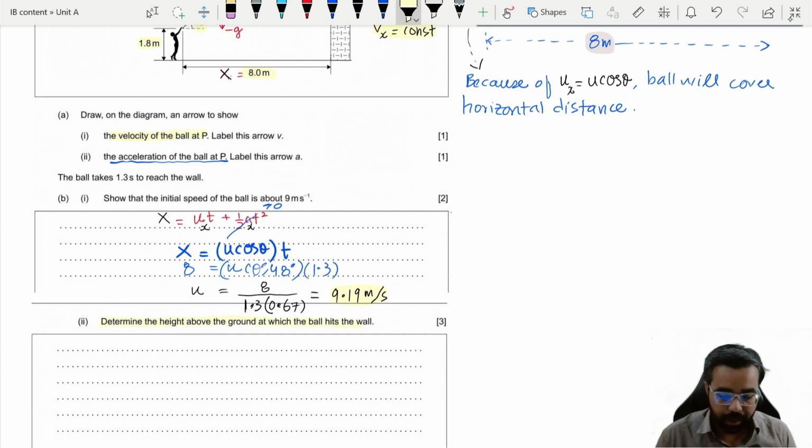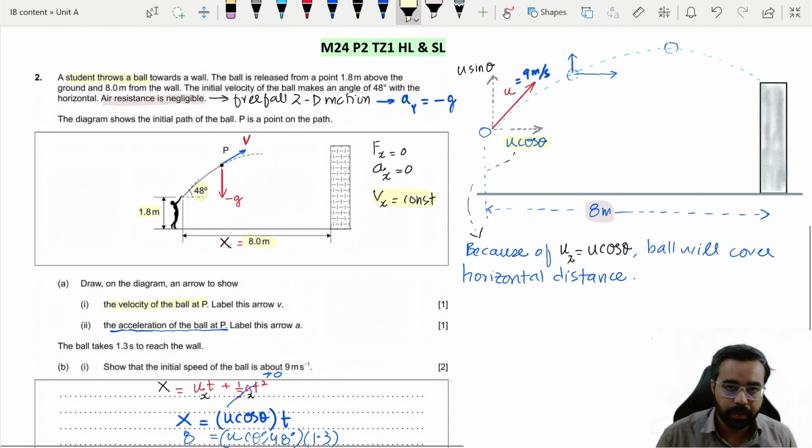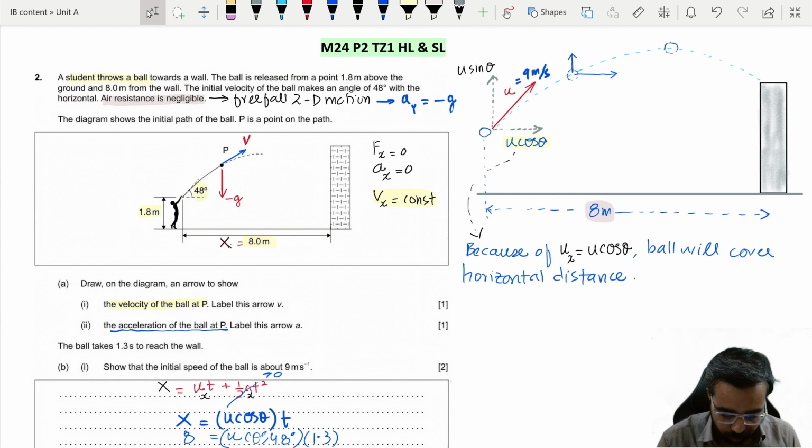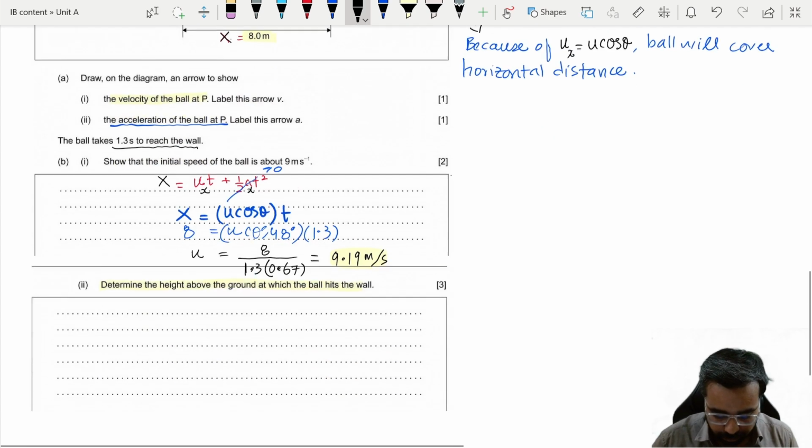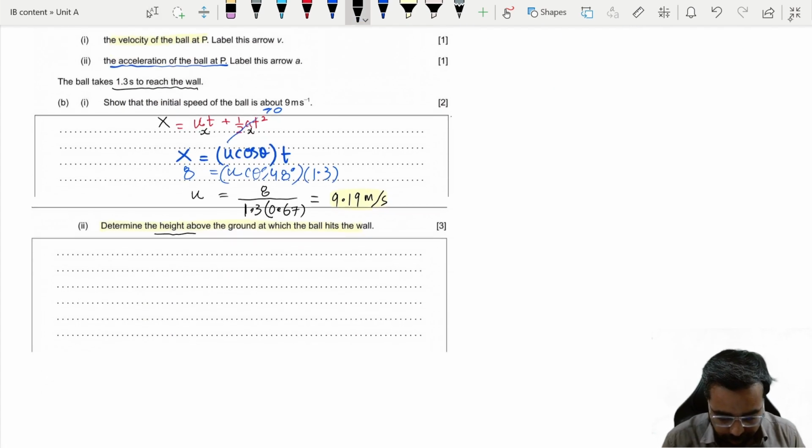Okay, now you remember a few minutes ago I told you that the ball is taking 1.3 seconds to reach the wall. At what position the ball is at that moment of time, we don't know about that. So that's why, when the ball reaches this position, 8 meter away from the initial position, either the ball is here or here, right? We have to find out the vertical distance, the height above the ground at which the ball hits the wall.